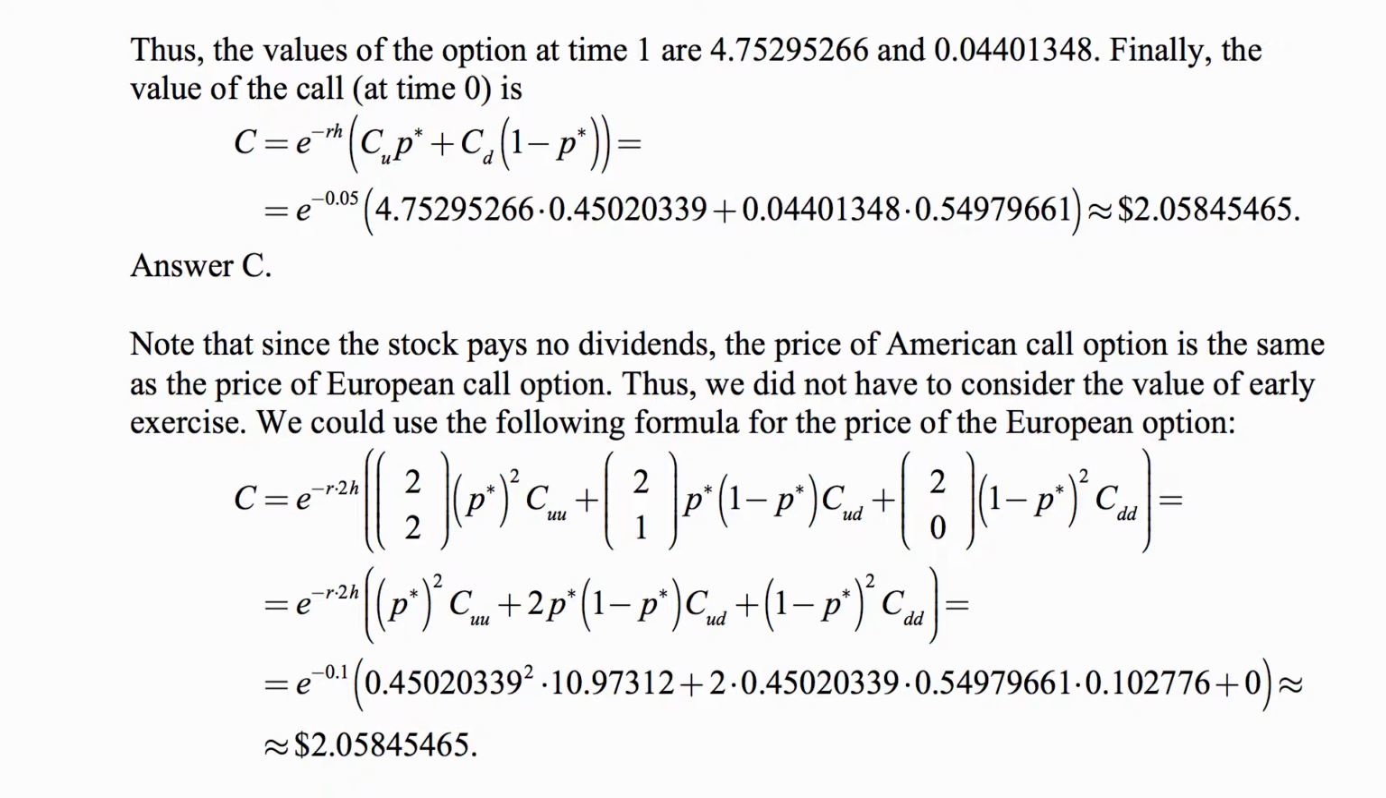So discounted over 2 years, it will be e to the minus 0.1 multiplied by, well, the payoffs are in the up state 10.97312, and that has a probability of moving up of 0.4502033339, but two moves like that have the probability of p* times p*, so that's why this is squared, plus two times, because you can move up and down or down and up, two times the probability of an up move times the probability of a down move times the payoff in this state of up-down or down-up at time two, which is 0.102776, plus the third term is zero because the payoff in that state, the down state, is zero. And if we calculate it, we get exactly the same answer as in the first calculation, and this was a more direct and faster way to do it.